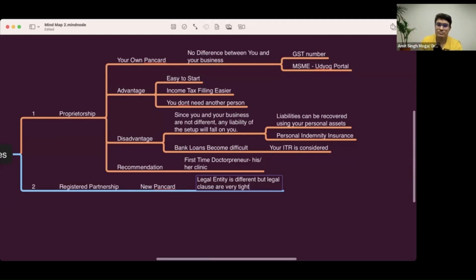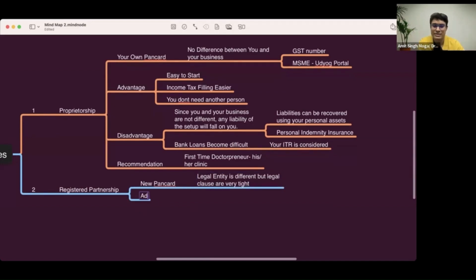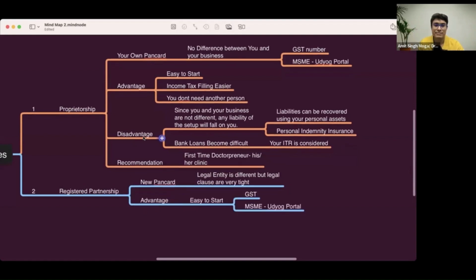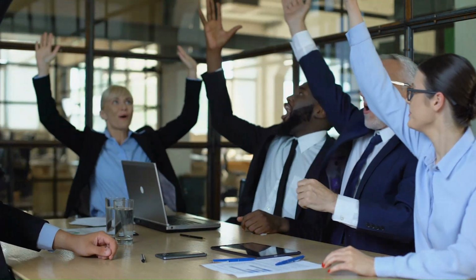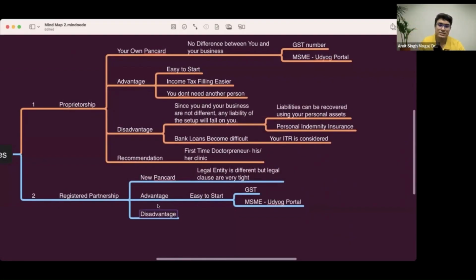The advantage is that it is easy, but there are more disadvantages than advantages. It is easy to start: get signed up with a lawyer, register it with the notary, and you are done. But again, bank loans and everything else become a little difficult. Tomorrow if some other partner is going to join, it becomes really difficult to make him or her a partner in the existing setup. So that is a problem.